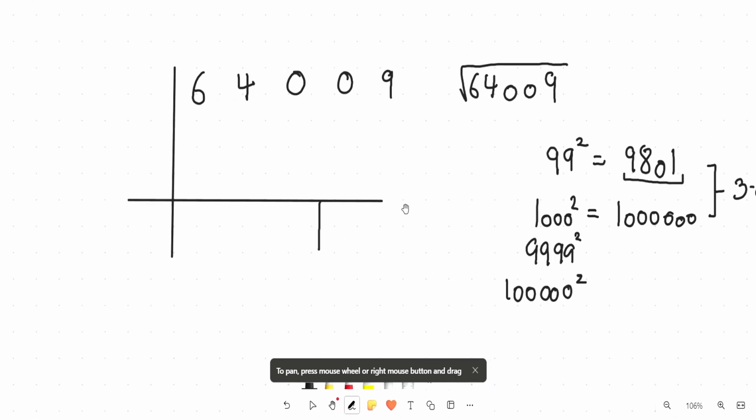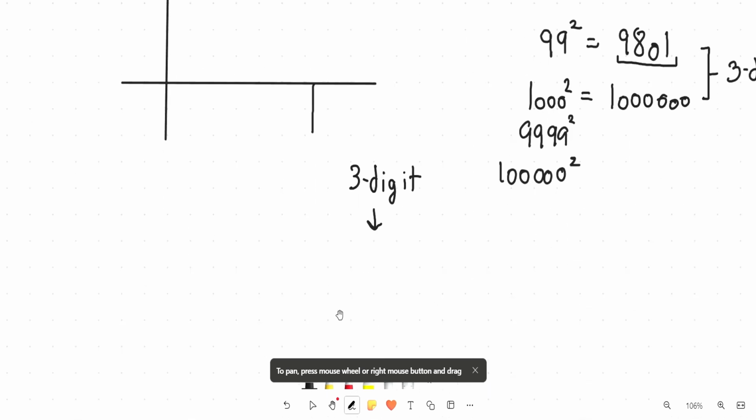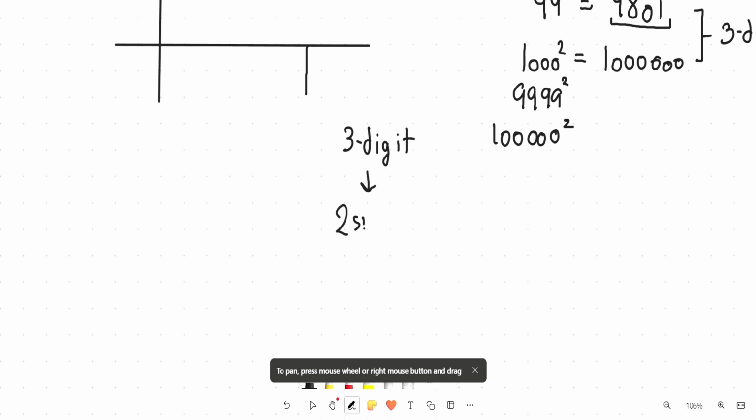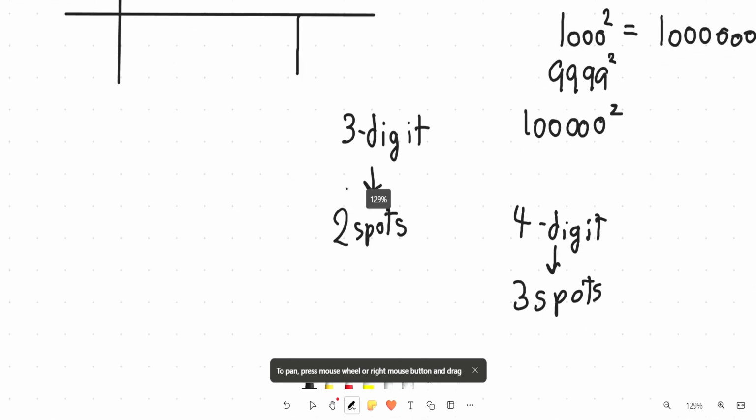So I know that here the answer is 3 digits, and for 3 digits you leave behind 2 spots for remainder, but it changes as the number of digits in your square root changes as well. So for example, for 4-digit square roots, you would have to give 3 spots, if I'm not wrong. Okay, let's begin with the answer.